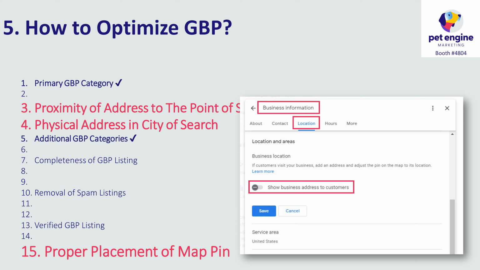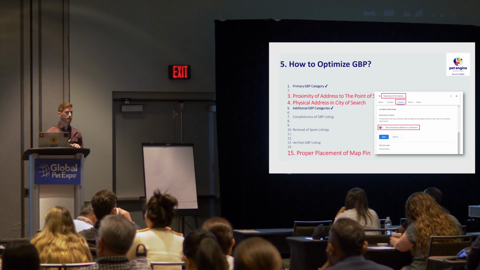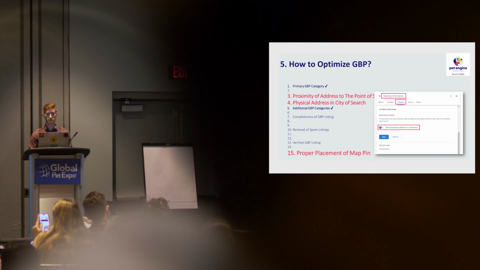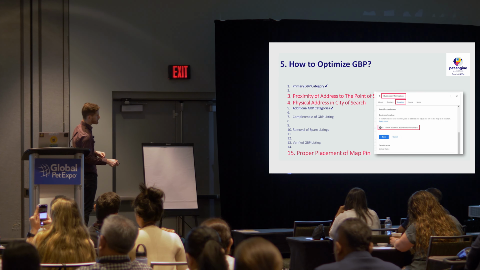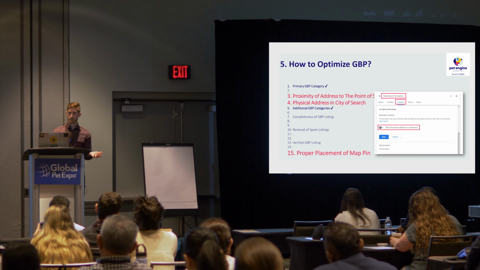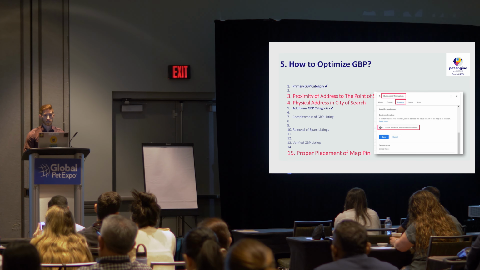For those of you that have home-based businesses or that provide services on site, like a mobile groomer, or maybe you're a trainer that travels to people's houses, whatever it is, you don't have a brick and mortar business, you want to use this slider that says show business address to customers. Now you can set that to the left essentially and it will hide your business address.